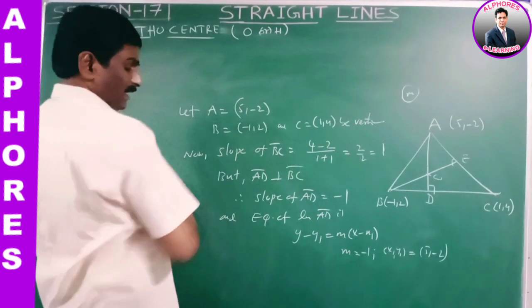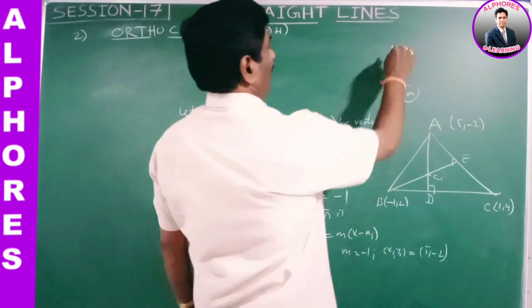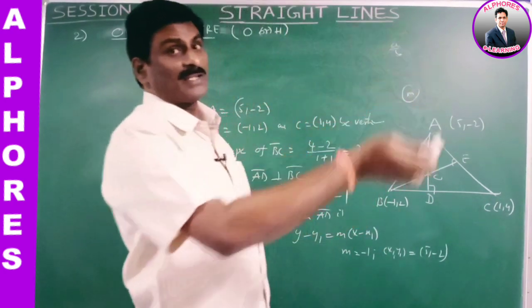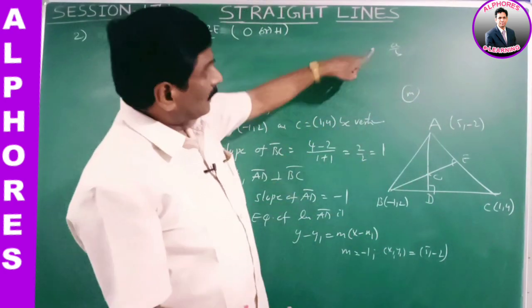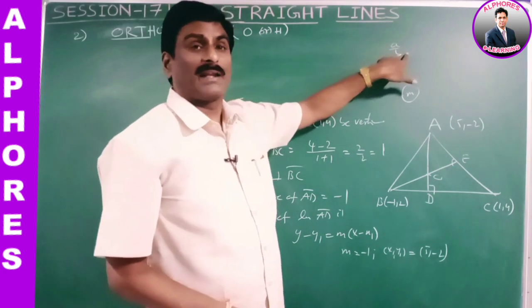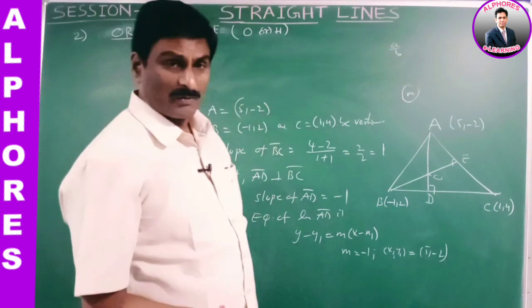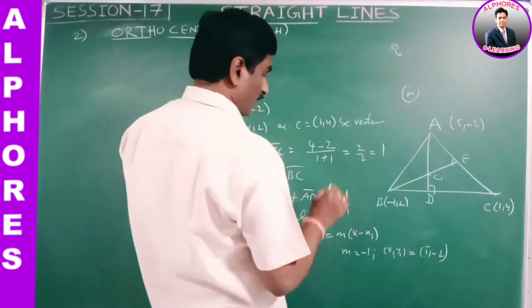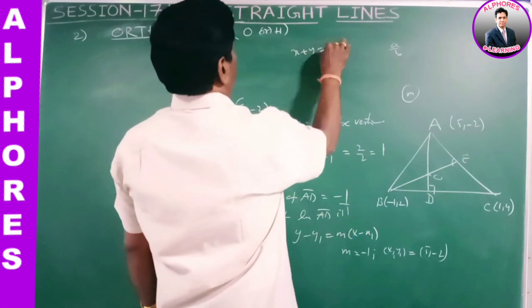Or simply, if the slope is a by b, what is the equation of the line? ax minus by is equal to ax1 minus by1. Or if the slope is minus a by b, what is the line? ax plus by is equal to ax1 plus by1. By using that property, slope minus 1 means x plus y is equal to x1 plus y1.